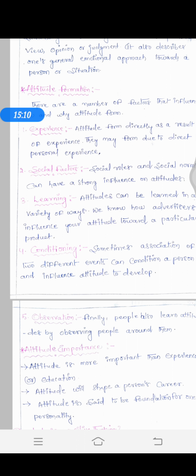Attitude is a way of thinking. People are often identified as having positive or negative, right or wrong, good or bad, optimistic or pessimistic mindset, thinking. Attitudes generally express positively or negatively. For example, I give one example.